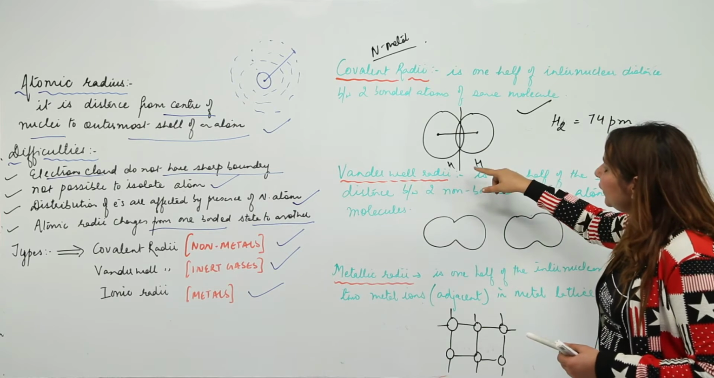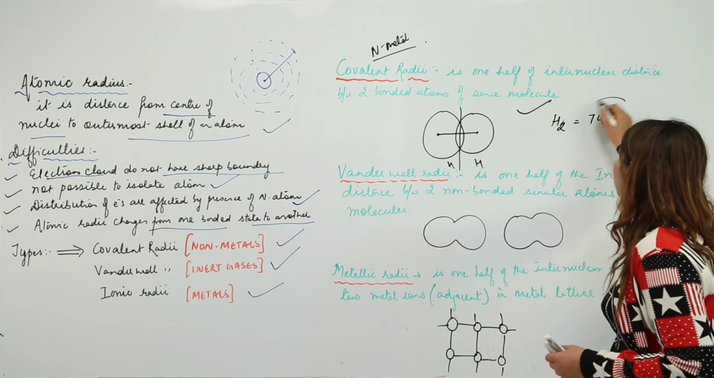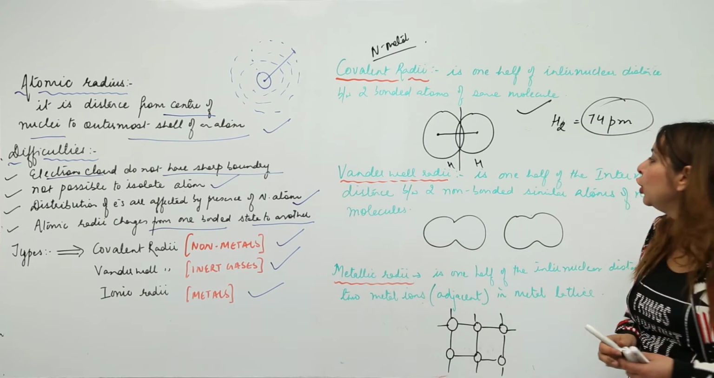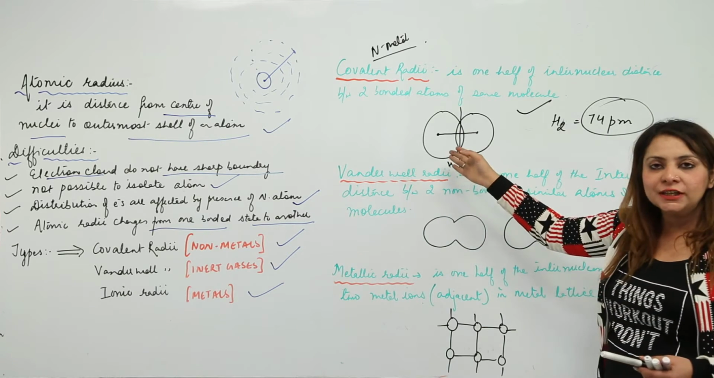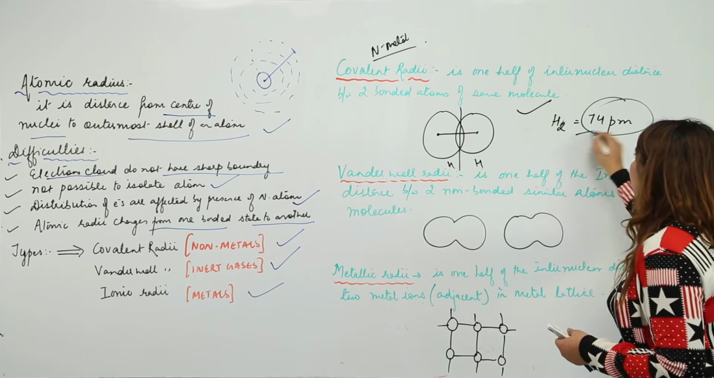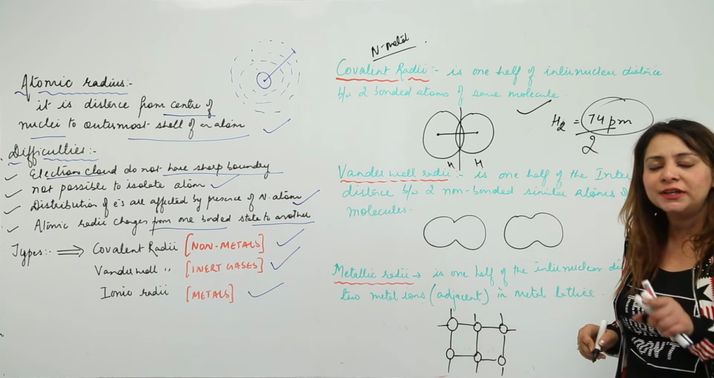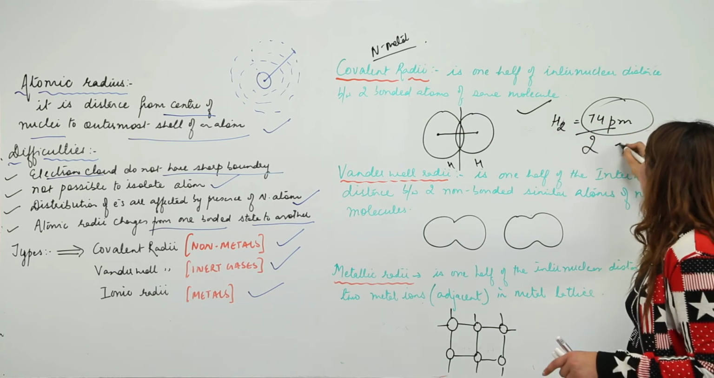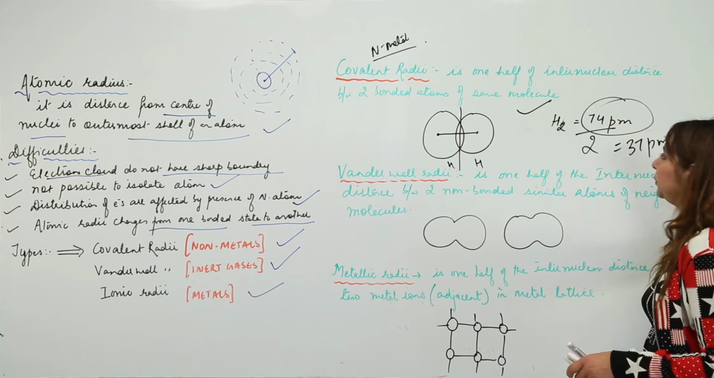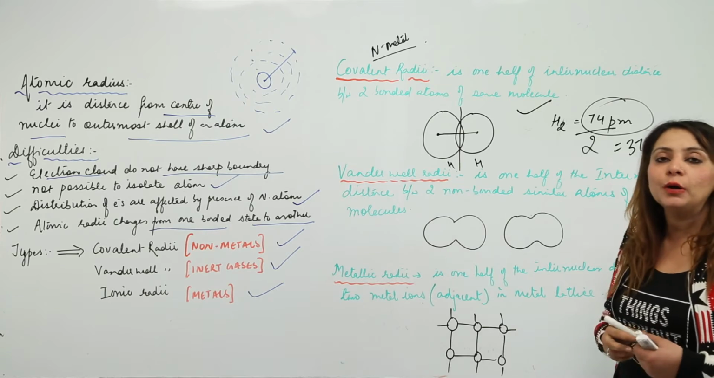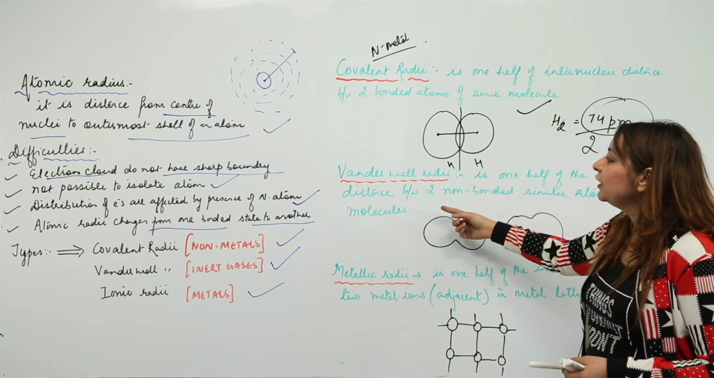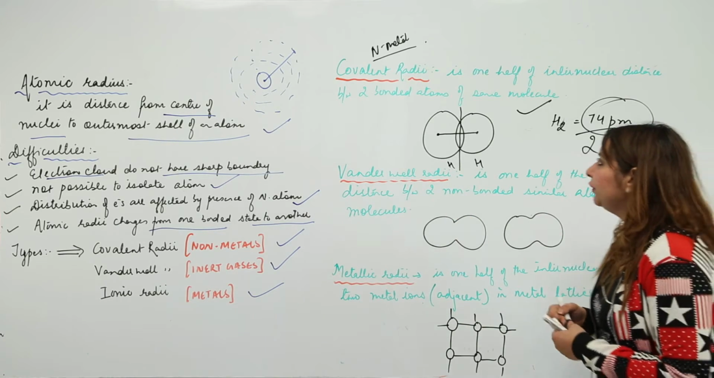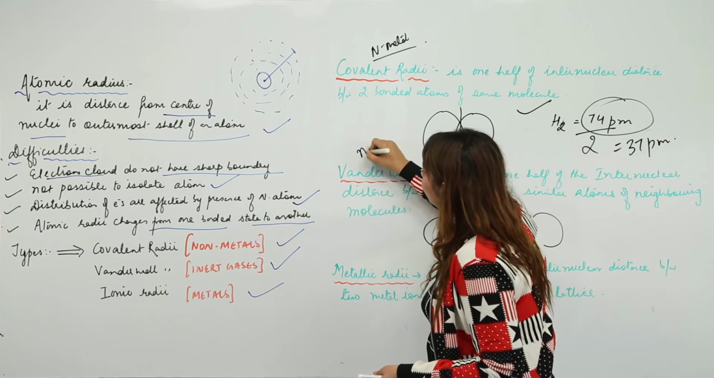So here what we have seen is this internuclear distance is approximately 74 picometer. So obviously if you talk about the atomic radius of a single hydrogen atom, it is divided by 2 because it is half of the internuclear distance, and the internuclear distance is 74. So it comes out to be 37 picometer. So this is how you can know about the covalent radius. Moving on to another kind of radii, that is van der Waals radii, and it operates in the case of noble gases.